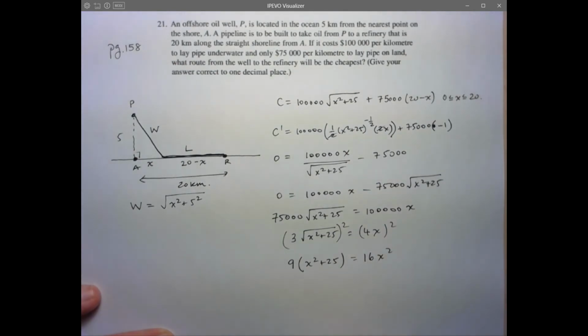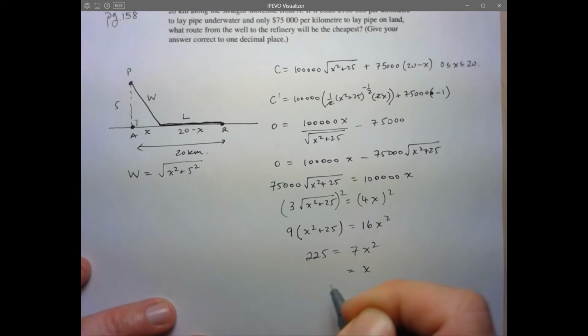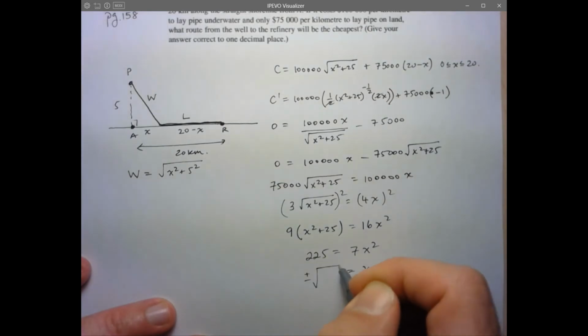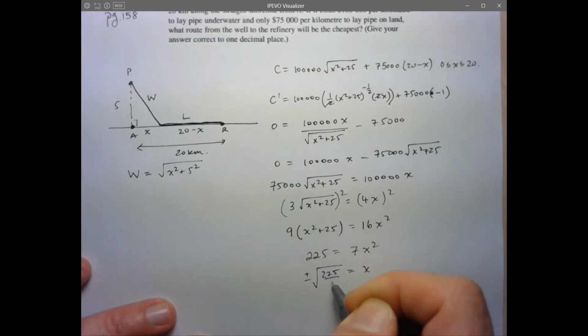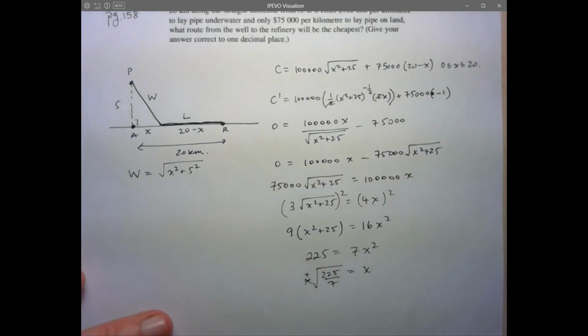So I'll bring the 9x squared to the other side. So 9 times 25, that's 180 plus 45, that's 225. And then here 16 minus 9 is 7. And so here we have that x is just going to be equal to positive or negative square root of 225 over 7. And of course, we're not interested in the negative square root because x has to be greater than 0.